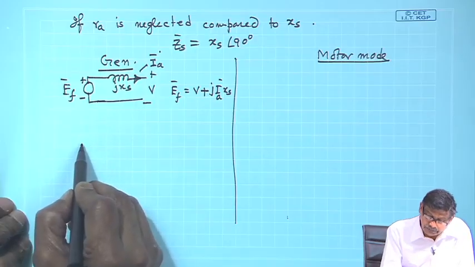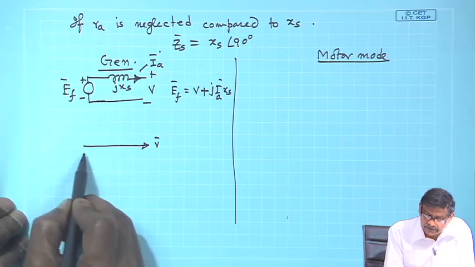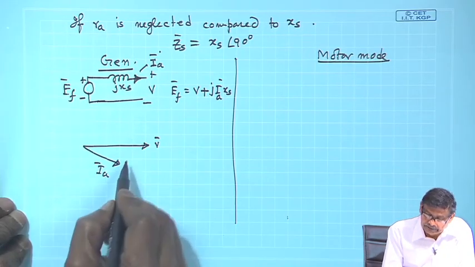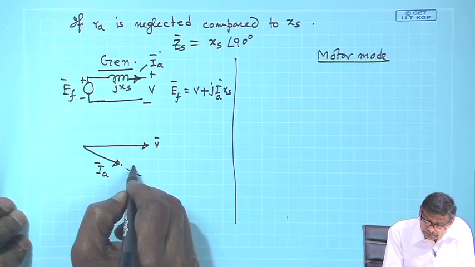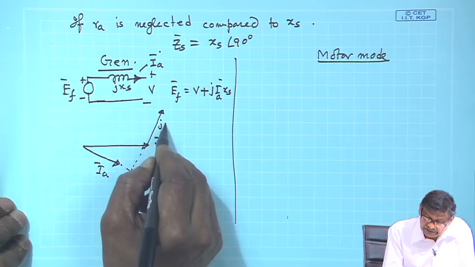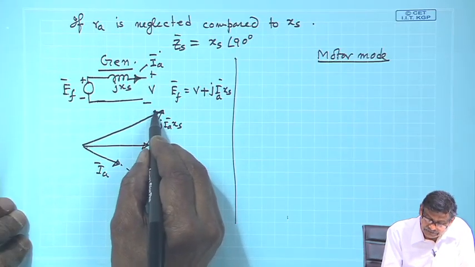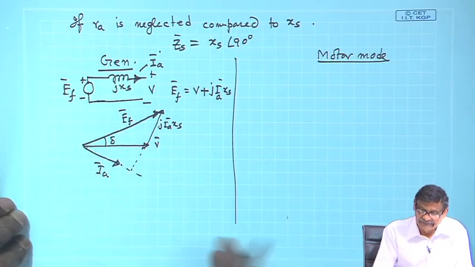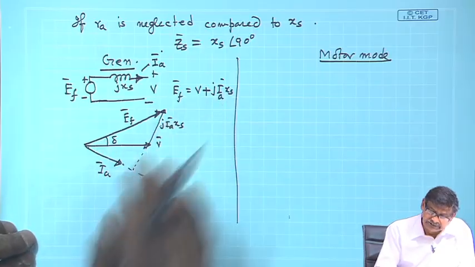Now, if it is lagging power factor, I will draw it like this: begin with terminal voltage V, suppose lagging power factor I_A, then there is no I_A R_A now. So, I_A jX_s will be perpendicular to this, jI_A X_s, and it will be your E_f, and this angle is delta. And so, this is the thing.